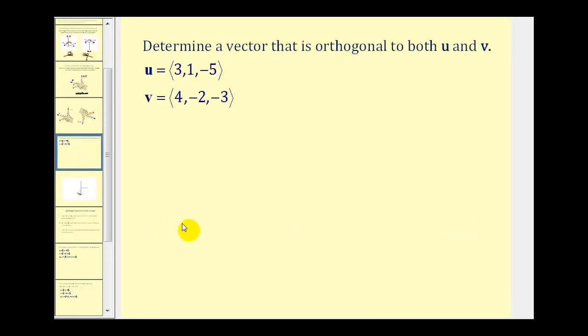Let's take a look at an example now. We want to determine a vector that is orthogonal to both u and v, so we'll have to find the cross product. So we'll have u cross v is going to be equal to a 3 by 3 determinant where the first row consists of the i, j, and k vectors. The second row consists of the components of vector u, so we have 3, 1, negative 5. The third row consists of the components of vector v.